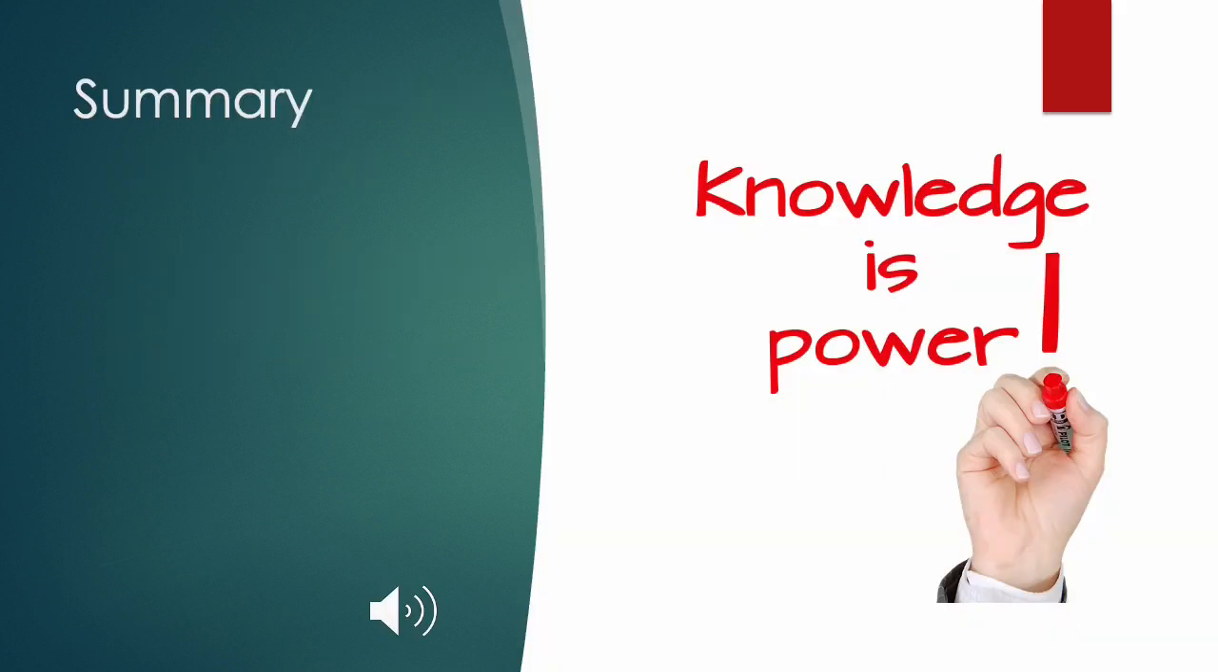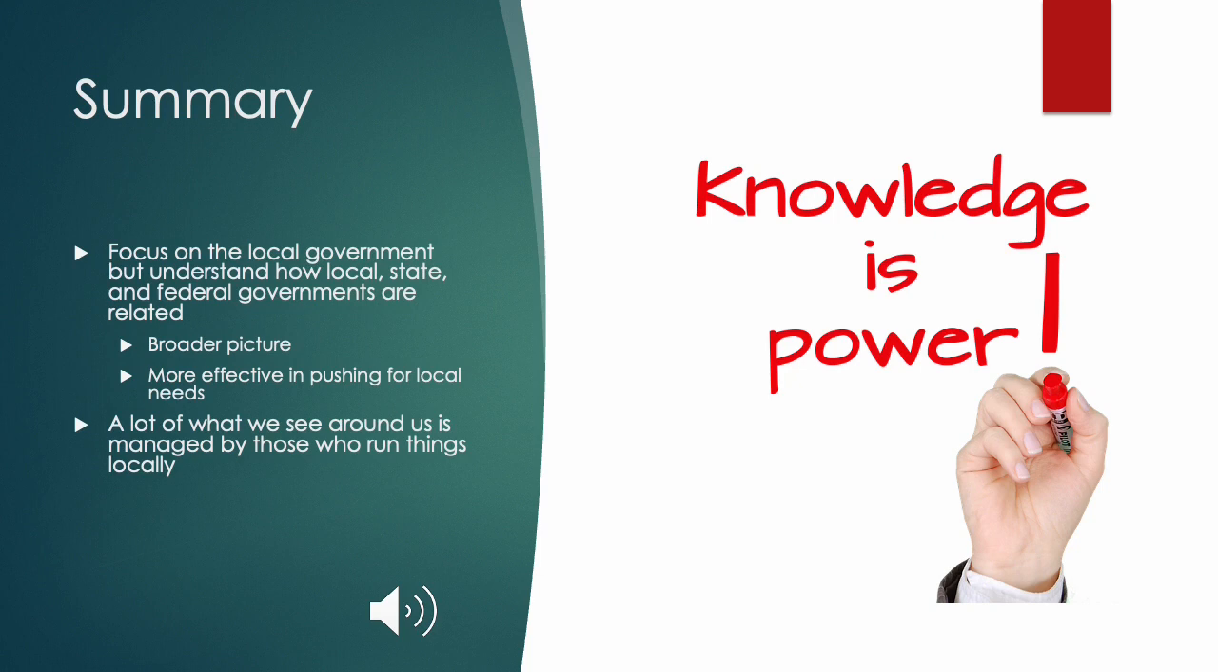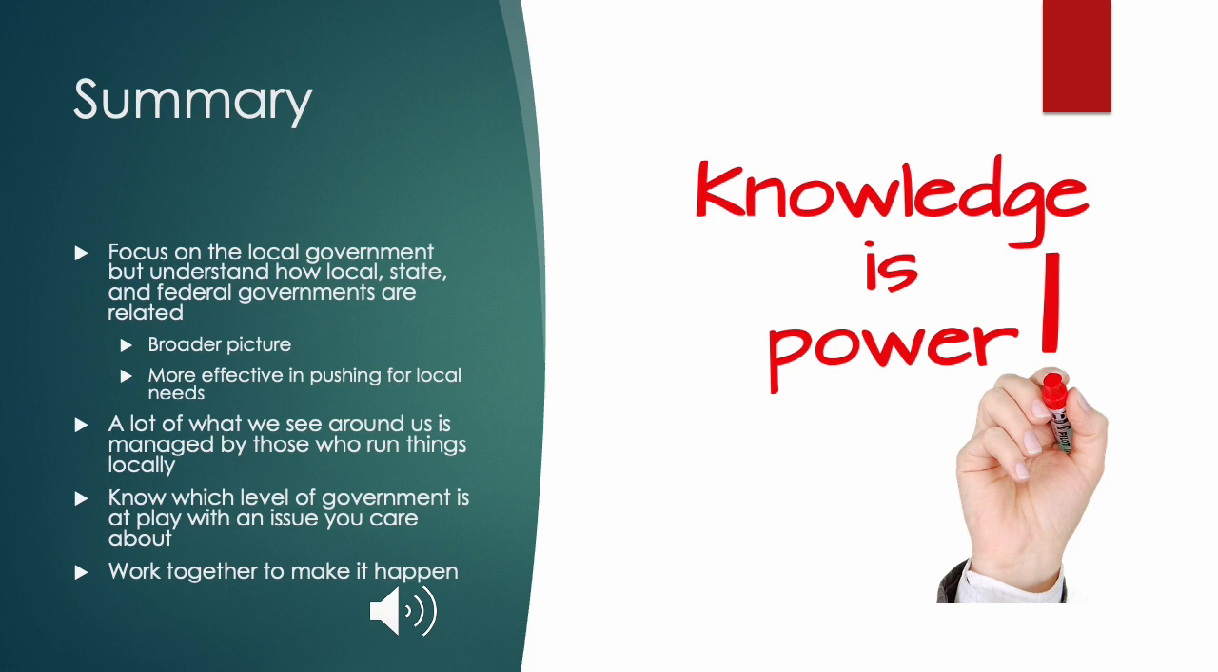If we focus on the local government, but understand how local, state, and federal governments are related, we can have a broader picture and be more effective in pushing for local needs. A lot of what we see around us is managed by those who run things locally. If you want to get more involved in making a difference in your community, get to know which level of government is at play with an issue you care about, and how the levels of government and their agencies work together to make it happen.